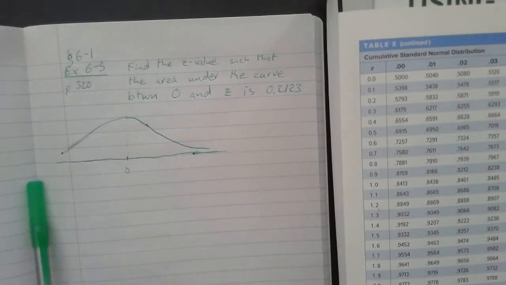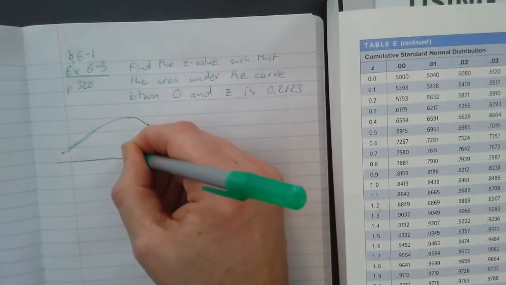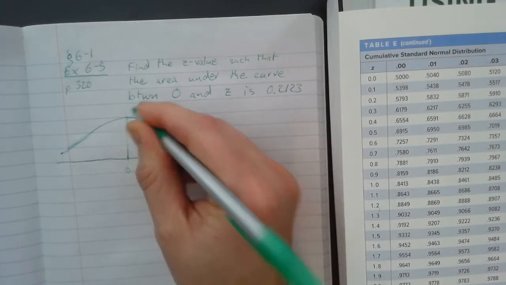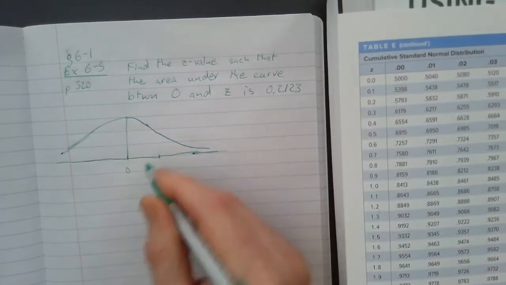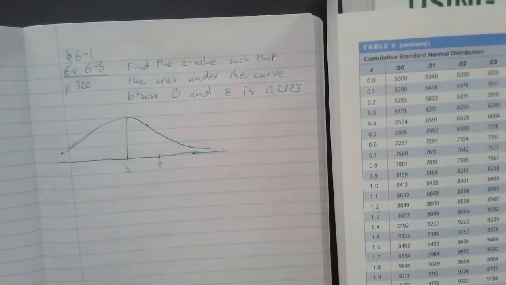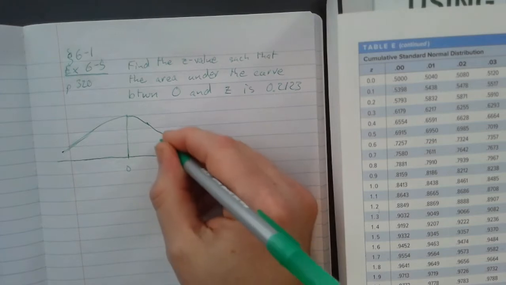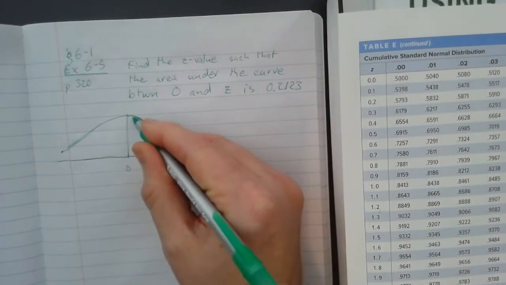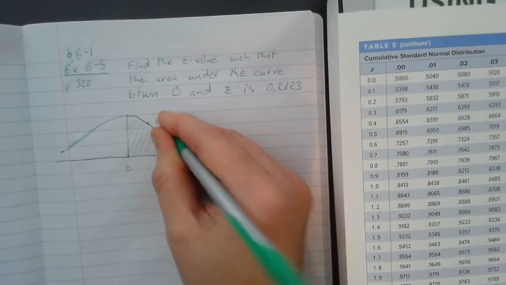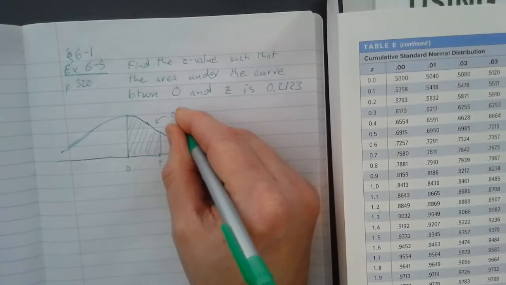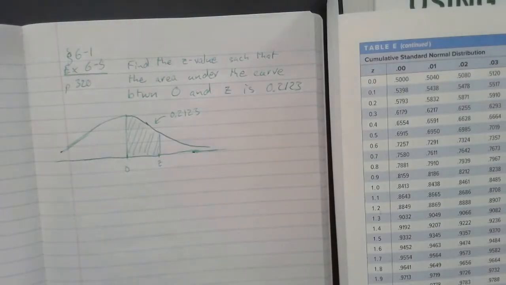Okay, so let us go to our little sketch pad, and you can see I've already sketched out our normal curve. What we are going to do here is further define the region we're talking about so that we can better conceptualize it. So what this is telling us is that we have some z value over here. We don't know what it is, right? We're going to solve for it. We want the area between 0 and z, the shaded in area. We want this to be exactly 0.2123.